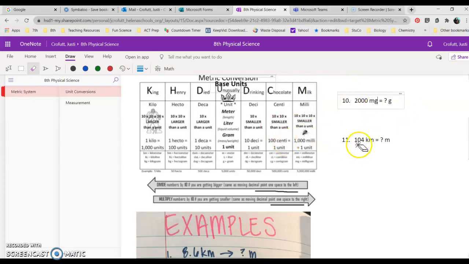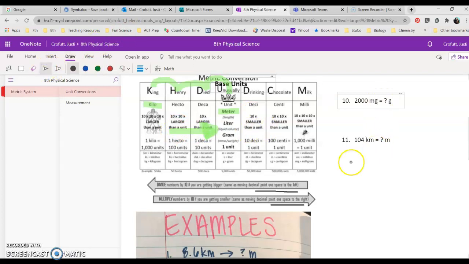Next one is, if we have 104 kilometers, how many meters do we have? Again, our given in this situation is going to be 104 kilometers, so I'm going to highlight 104. Our target, what we're supposed to find, is meters. Meters is our base unit, and it's right here. So we're going to move from our given, which is kilometers, 1, 2, 3, to our base unit of meters, which is our target. So we moved 3 to the right.